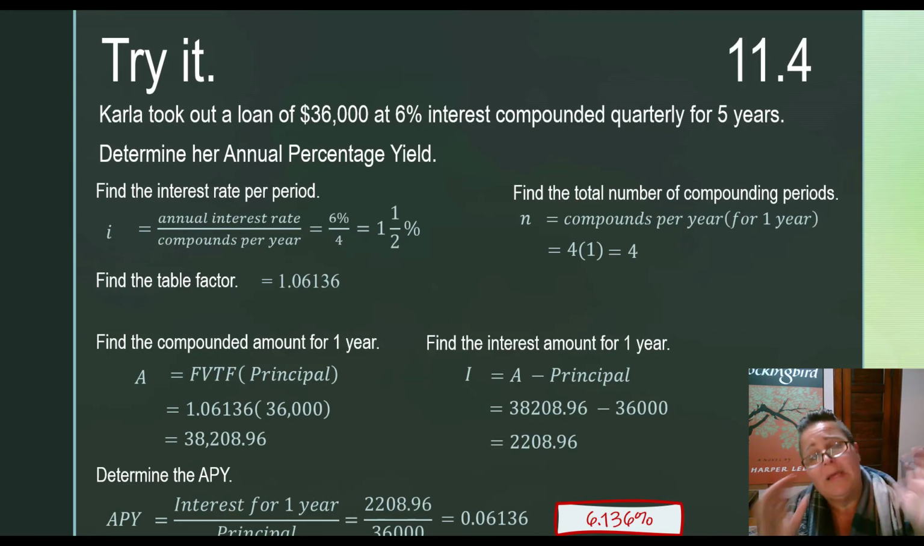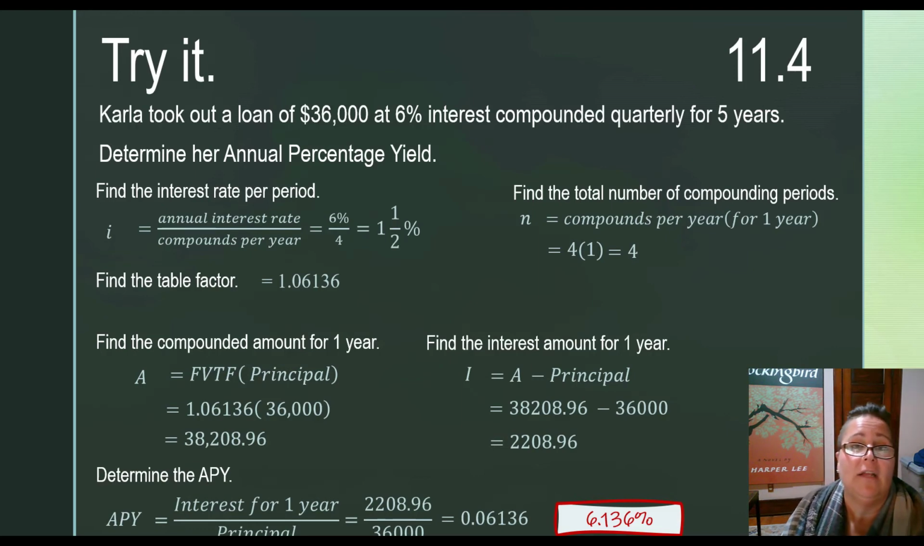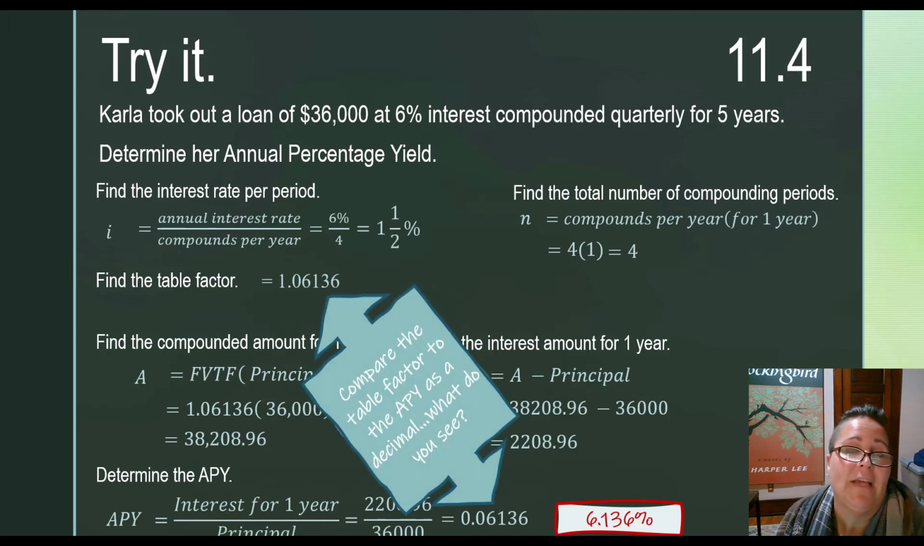It will always be higher, not always by much, but it should always be higher, all right? If you haven't caught on yet, let me point out again. If you take a look at your table factor, the 1.06136, and you compare that to your APY of 0.06136, you should notice something. If you caught on in the first example, were you right when we got to this one?